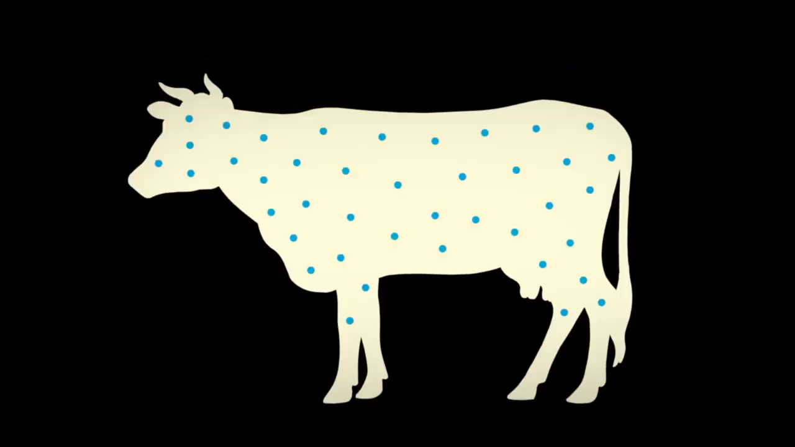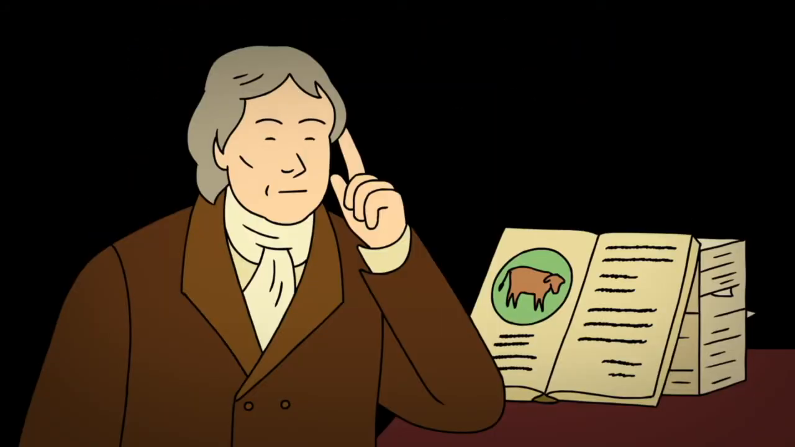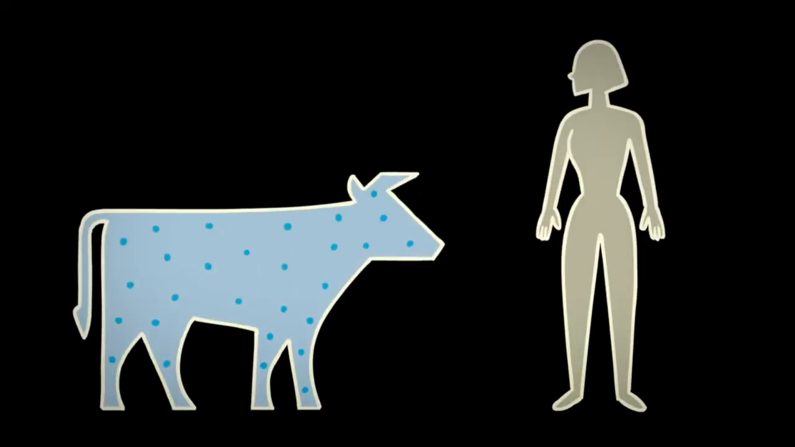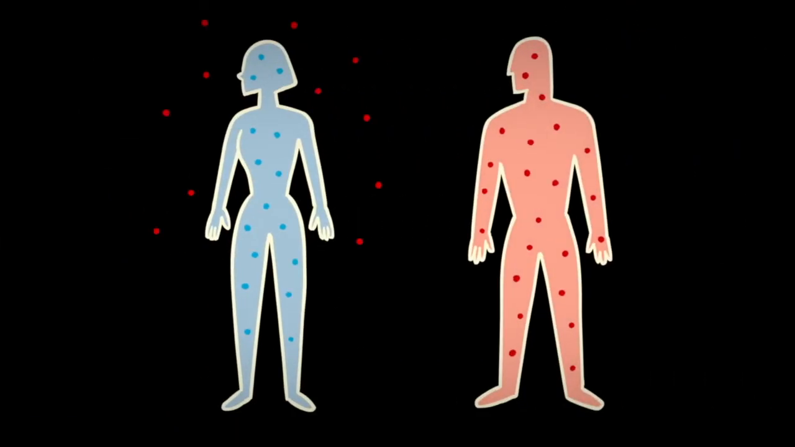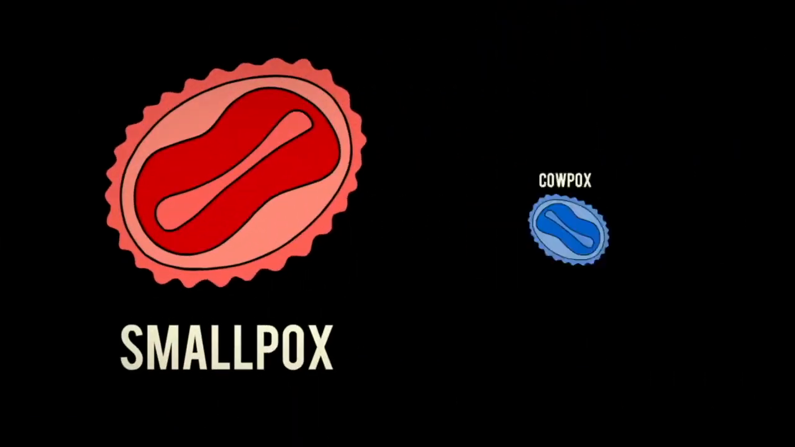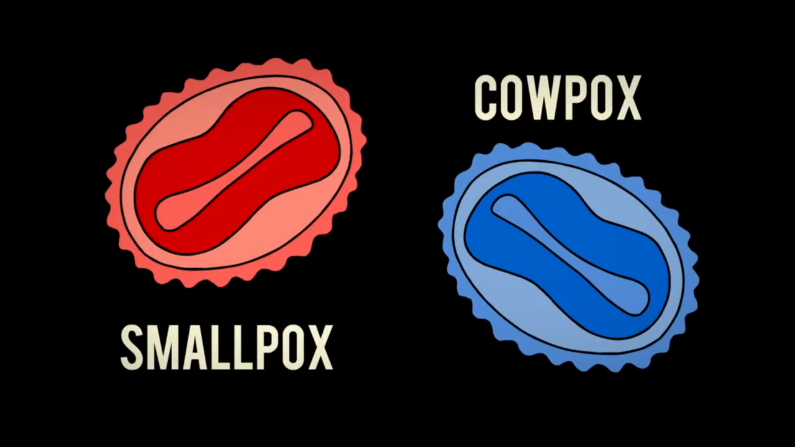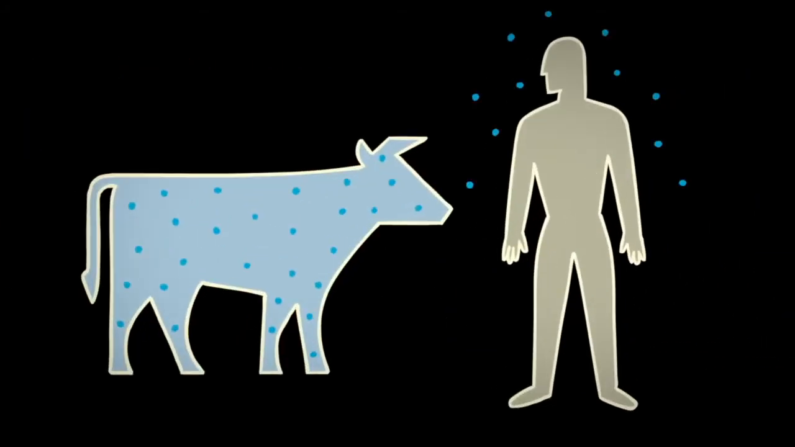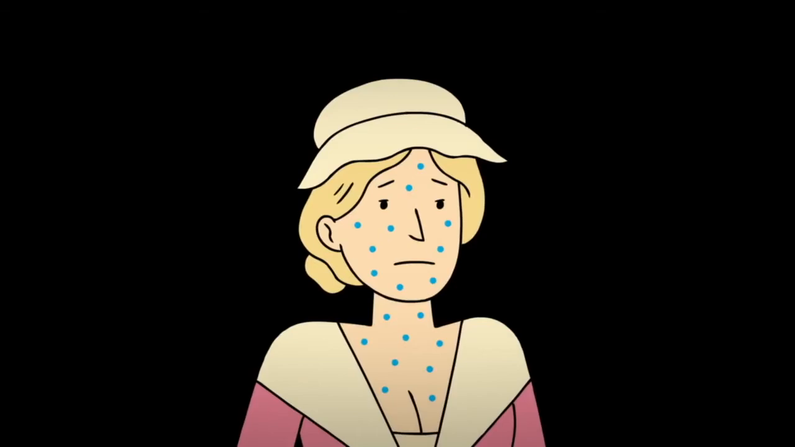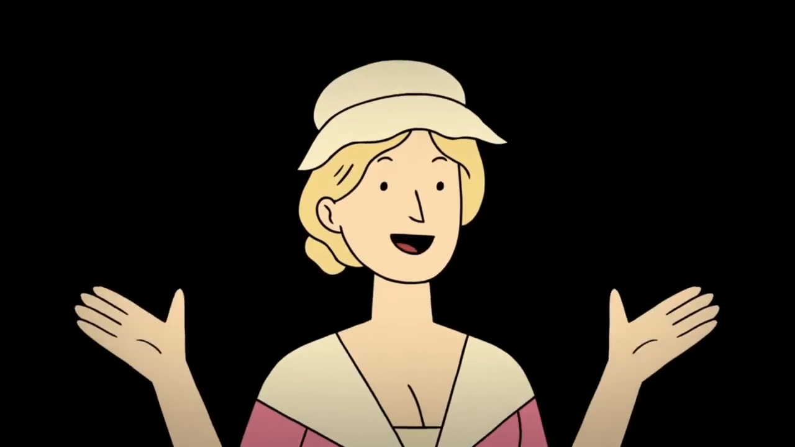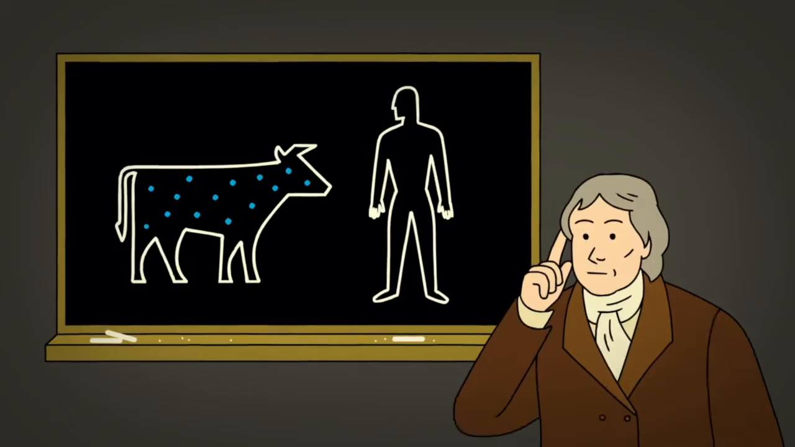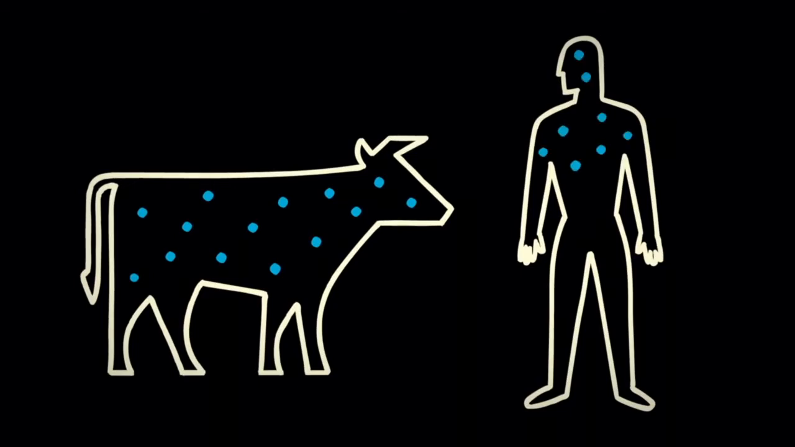Cowpox is a skin disease that resembles smallpox and infects cows. Later on, as a physician, he realized that she was right. Women who got cowpox didn't develop the deadly smallpox. Smallpox and cowpox viruses are from the same family, but when a virus infects an unfamiliar host, in this case cowpox infecting a human, it is less virulent. So Jenner decided to test whether the cowpox virus could be used to protect against smallpox.